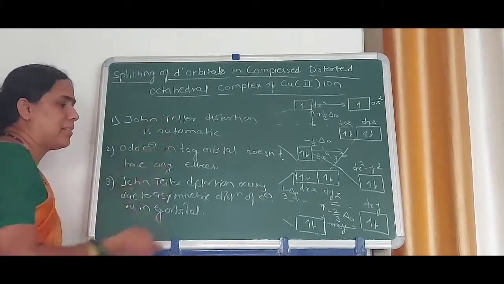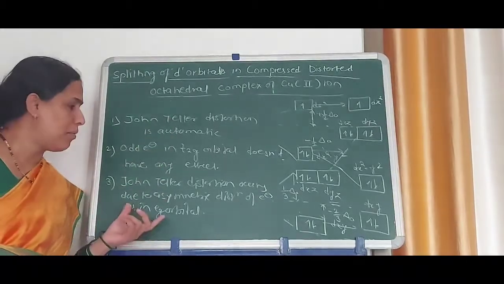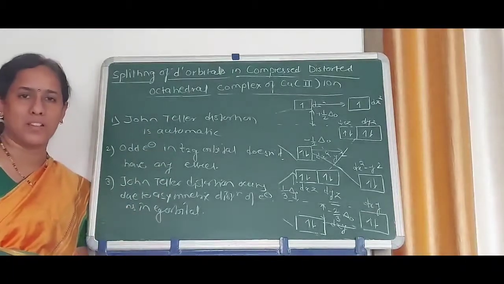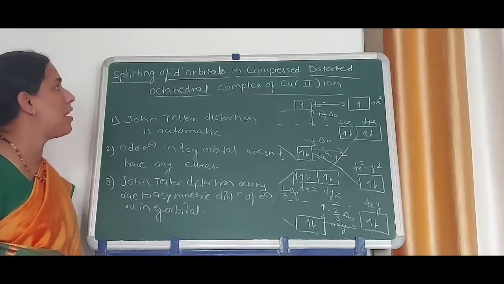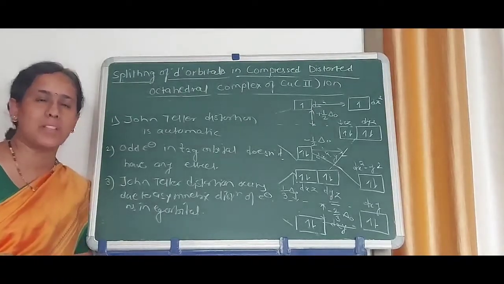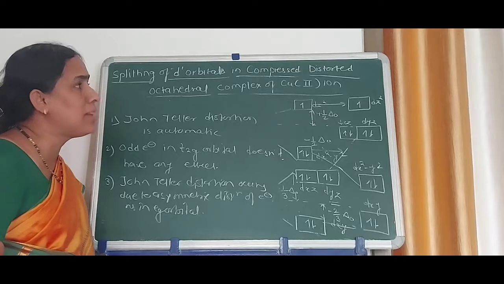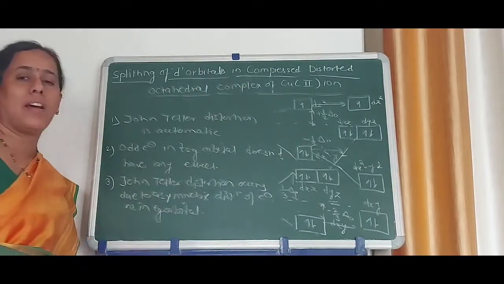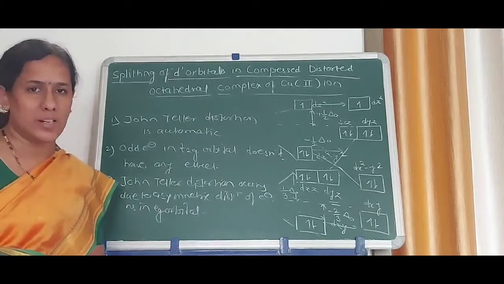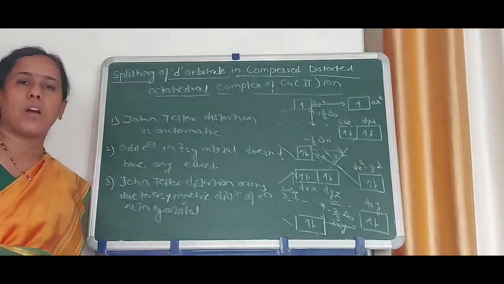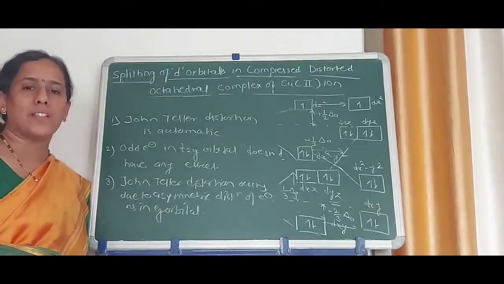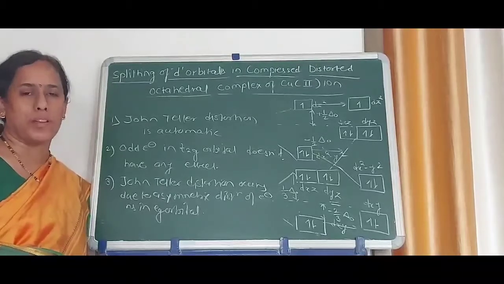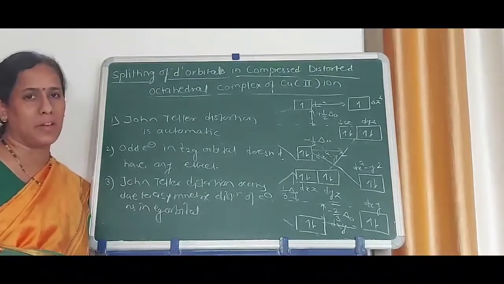Thus, the three consequences come from this Jahn-Teller distortion. Thus, we have explained the splitting of d orbitals in an octahedral complex with d9 configuration, which occurs at elongated distortion and also compressed distortion. In the next lecture, we are going to start the next theory that is called MOT, that is molecular orbital theory. Okay, thank you.